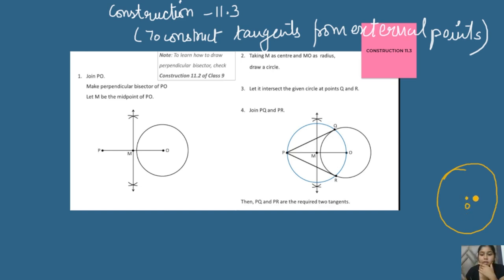So basically in the particular question you will be given the distance at which the external point lies. Let that point be P. Let's just suppose this is given as 5 centimeters. Now what you will do is just make a perpendicular bisector here. How will you make a perpendicular bisector?